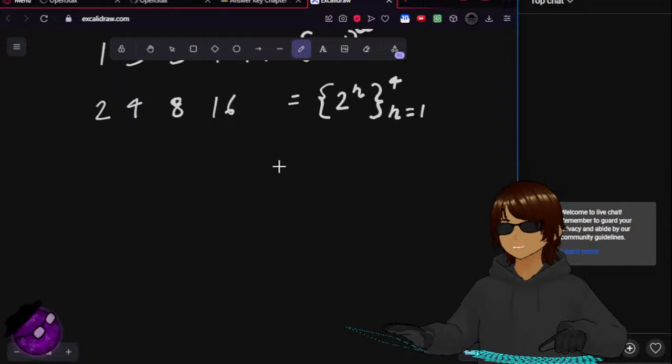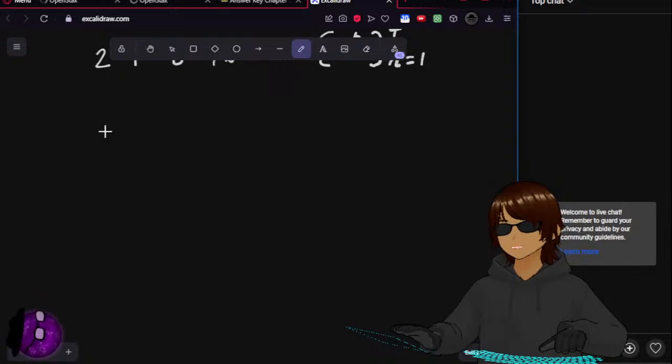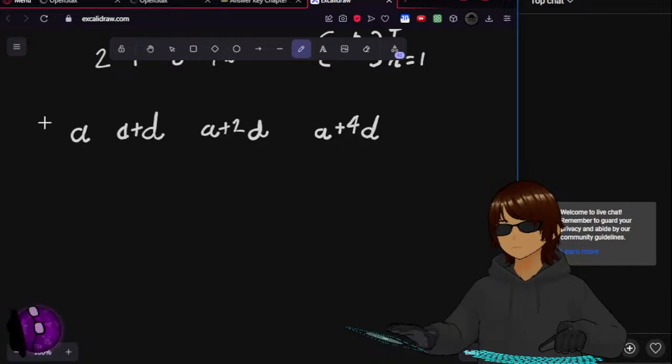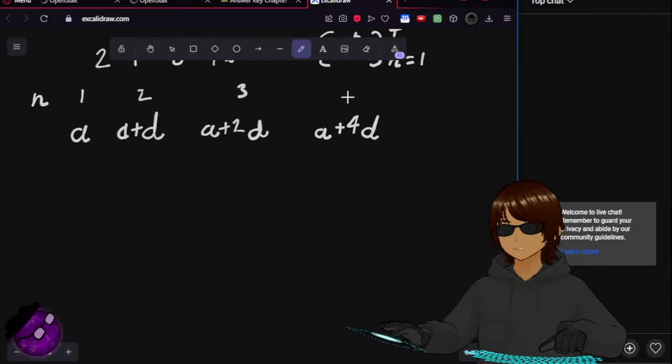There's a special sequence called arithmetic sequence, where you take the first number, let's call it a, then add it by some constant, let's call it d. This is the first number, this is the second number, and then this is the third number. And then this is the fourth number. So a particular term would have, let's say n is 1, 4.